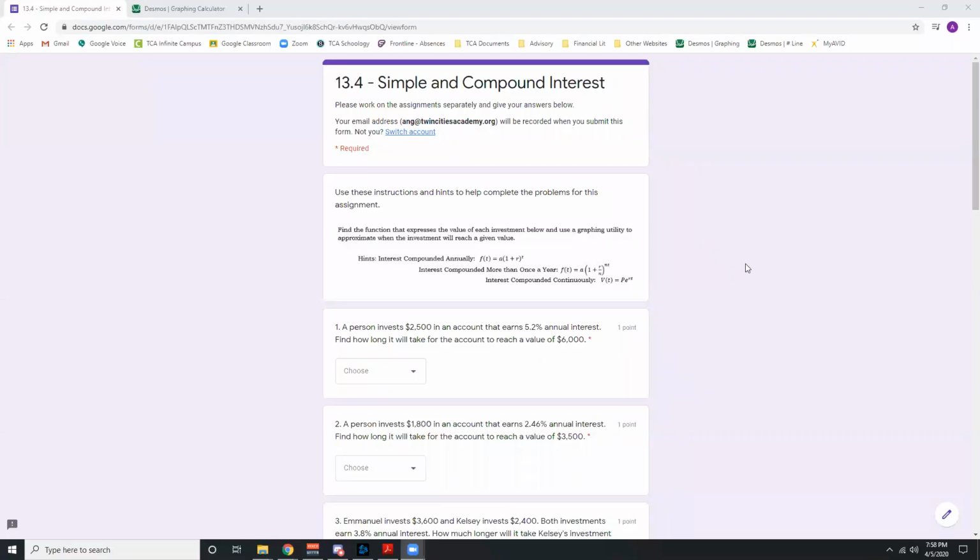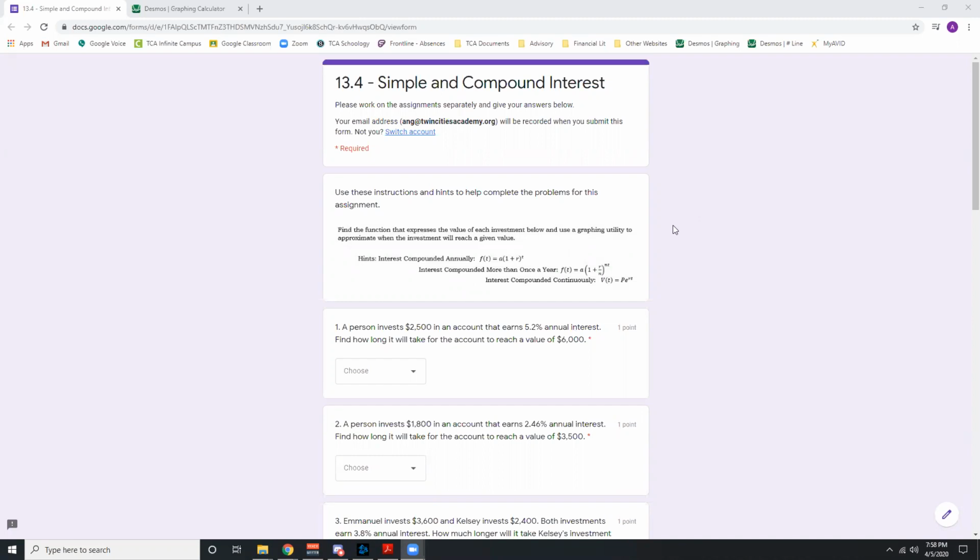Let's take a look at assignment 13.4, simple and compound interest. So this is the assignment. At the top here, it says, use these instructions and hints to help complete the problems for this assignment. Find the function that expresses the value of each investment below and use a graphing utility to approximate when the investment will reach a given value.